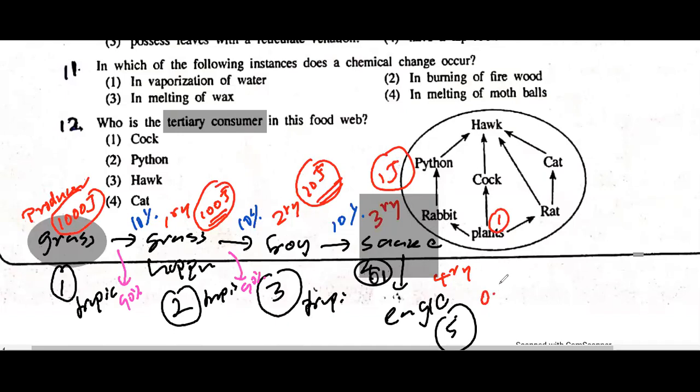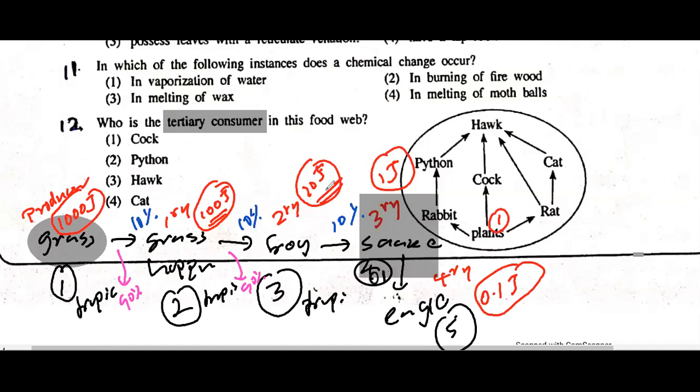Then eagle will get 0.1 joule. Can you increase the number of eagles more than the snakes in the forest or in that environment? Can't. Can frogs ever increase more than the grasshoppers? Can't. Why? No energy to increase their population. Very basic things, right? You don't need to write a long paragraph to learn this, right?